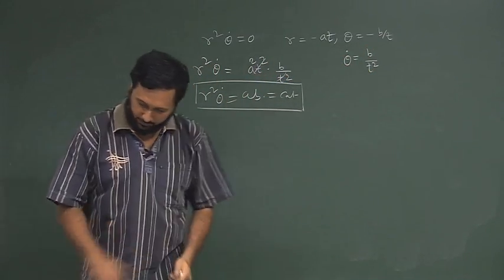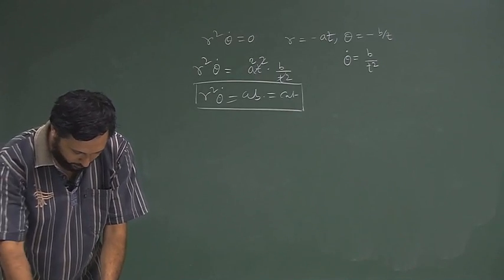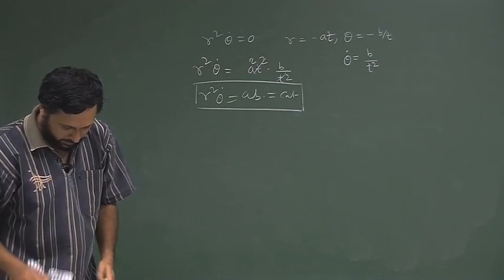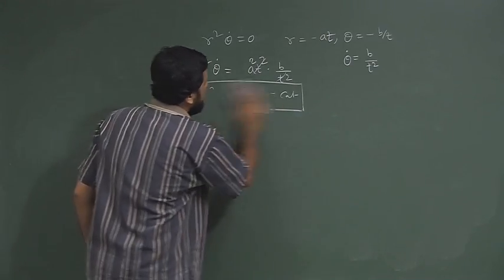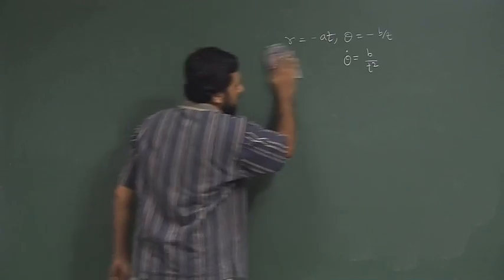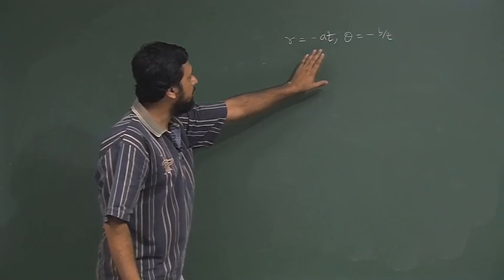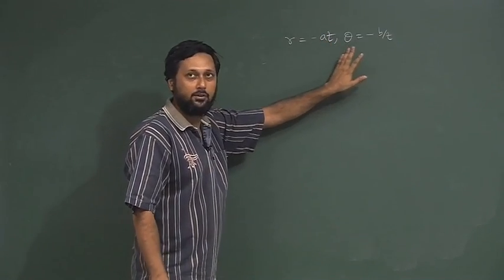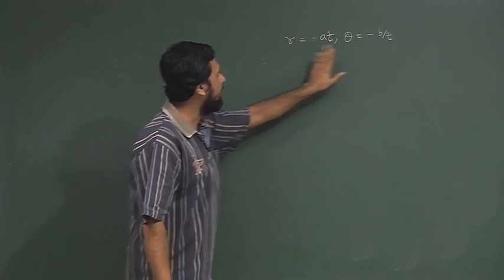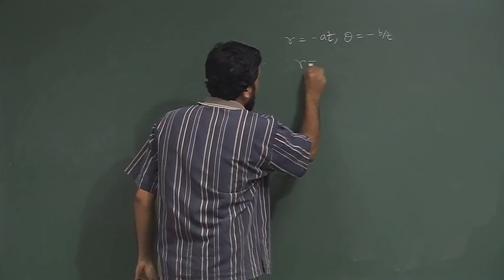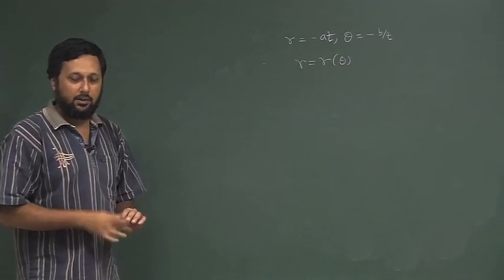Now, the second part is we have to find out the equation of the orbit. I am leaving it on you, because all you need to do is eliminate t from the expressions of r and theta. So, essentially you have to get r as a function of theta. You can do that. Okay. So, I leave it to you and we move to the next problem.